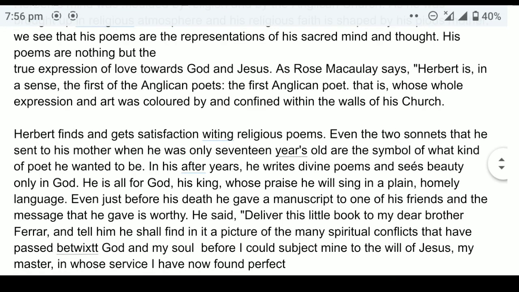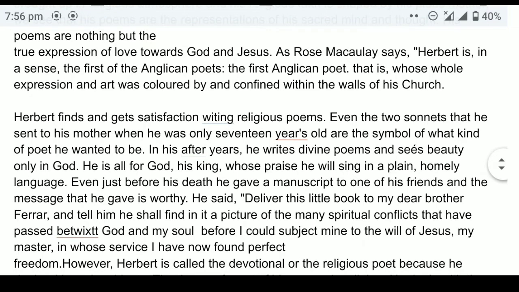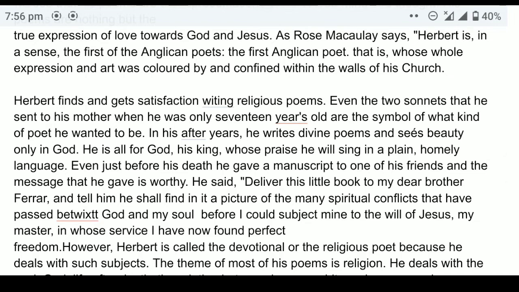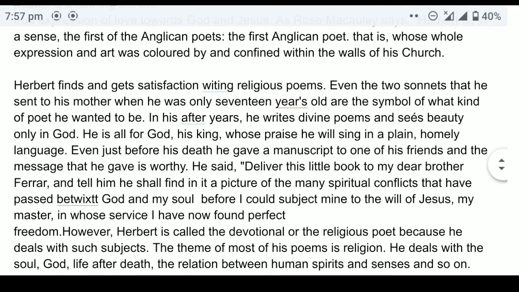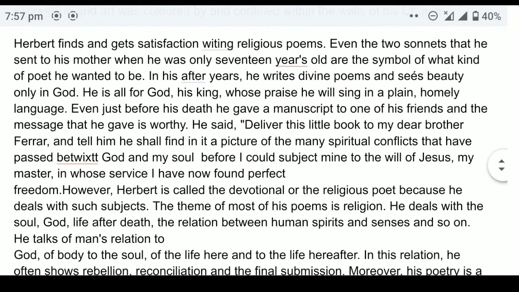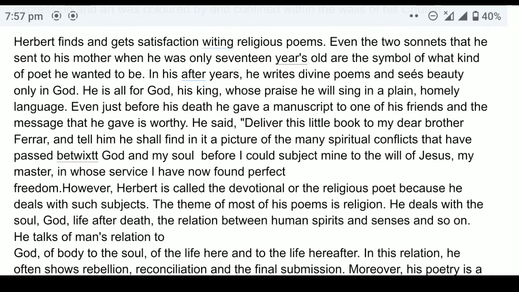We see that his poems are the representation of his heart, mind, and thought. His poems are nothing but the true expression of love towards God and Jesus. As Rose Macaulay says, Herbert is, in a sense, the first Anglican poet, that is, whose whole expression and art was colored by and confined within the wall of his church. Herbert found satisfaction in writing religious poems.